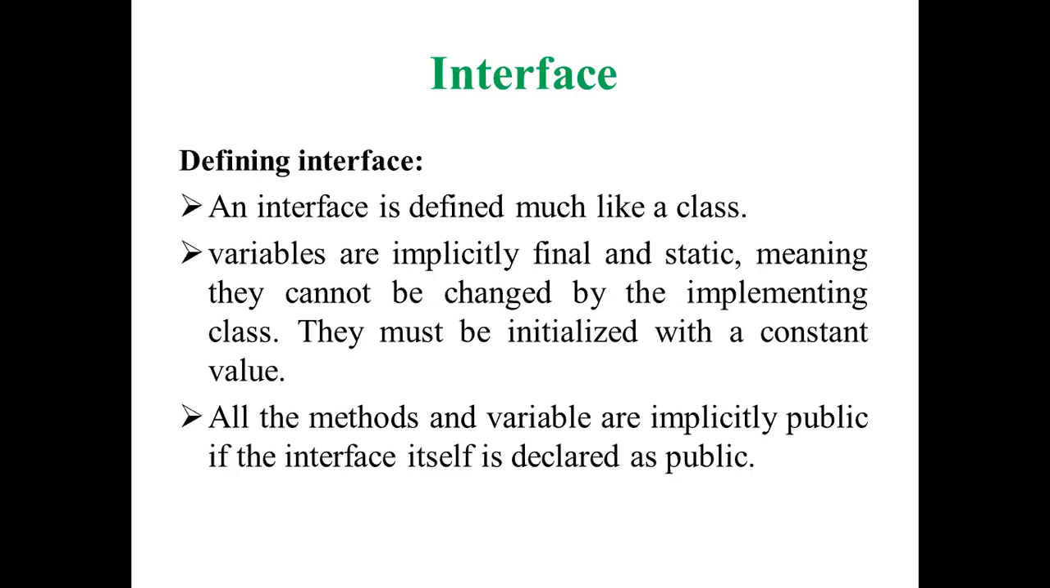All the methods and variables are implicitly public in the interface; the interface itself is declared as public. So if you declare an interface as public, then you can observe all the methods and all the variables as public. One more important thing, friends: generally interfaces are declared as public only. You might wonder about the reason behind that. The reason is that if any method or variable is to be used by any other class, it should be declared as public only.